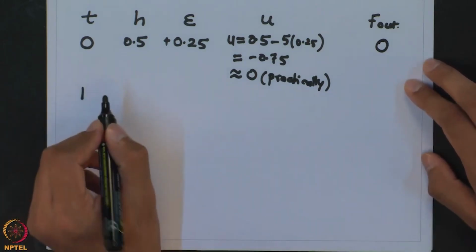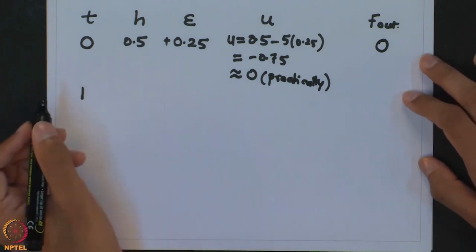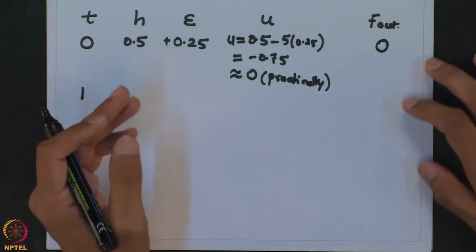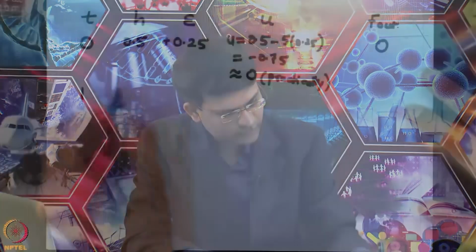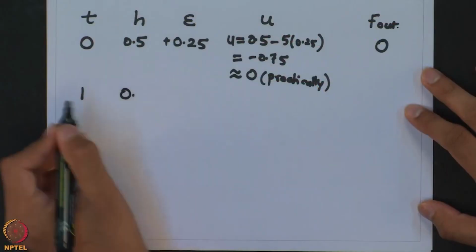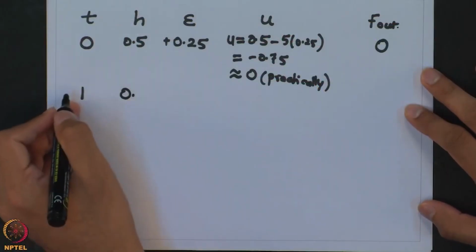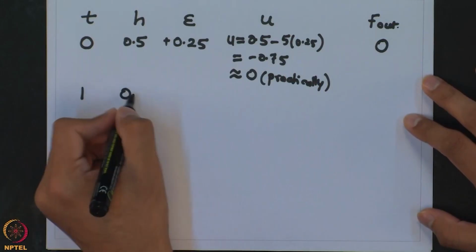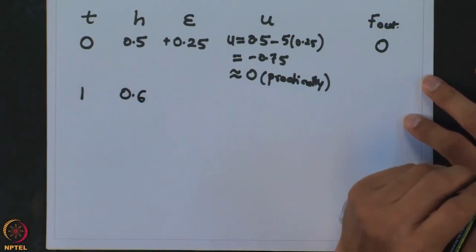As the outlet is 0 and the inlet is 0.1 meter cube per second, the net influx of material into this tank is going to be 0.1 meter cube every second. Area is 1 meter square. So, the height is going to change at the rate of 0.1 meter per second. So, in 1 second the height will increase by 0.1. So, at the end of time 1, the height would have reached a value of 0.6.